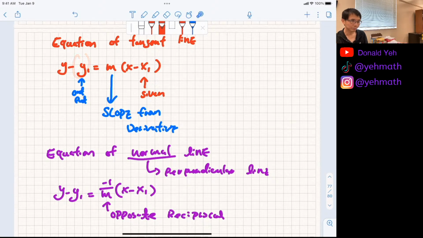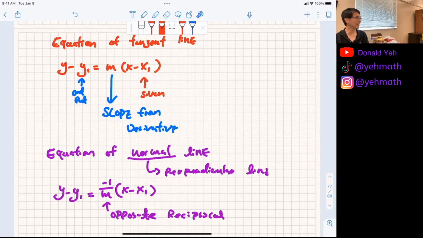So you get this. And the m is the derivative, which is the slope. Usually it's a value. Later you might get asked, what is the equation of the normal line? Normal line means perpendicular line. So if you have the equation of a normal line, it's going to be the opposite reciprocal. You take the m, and it's going to be negative 1 over m.